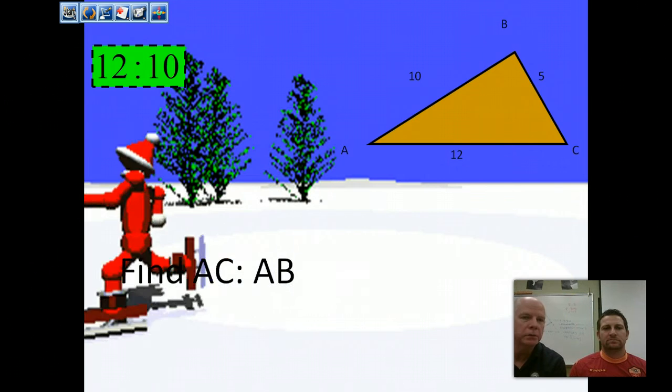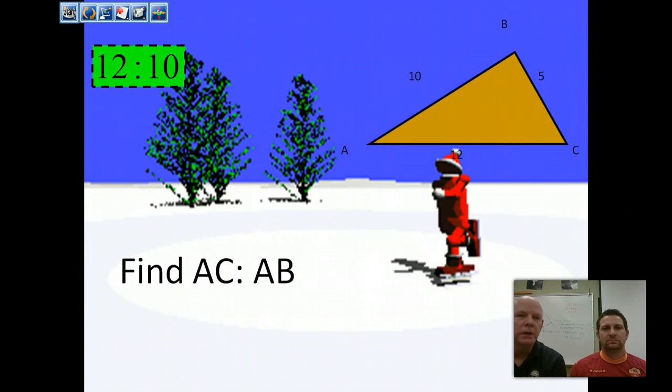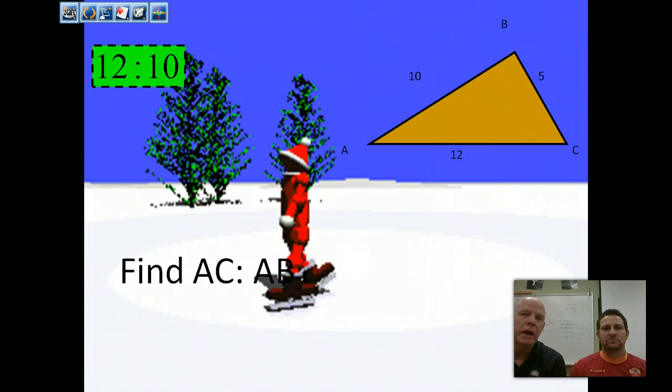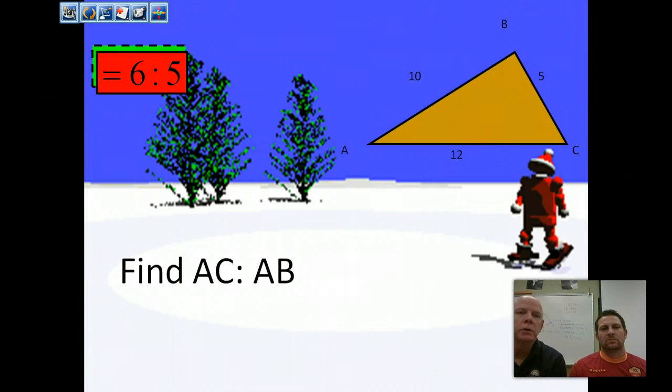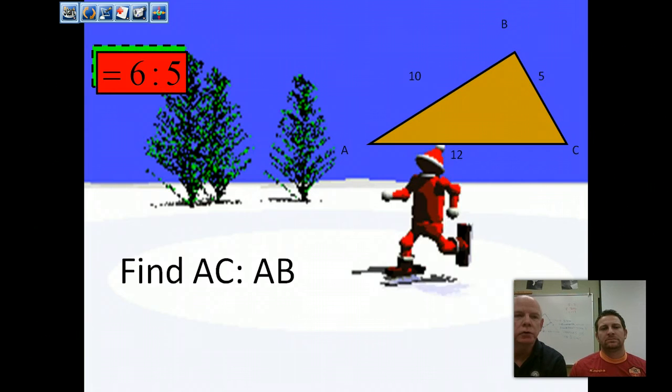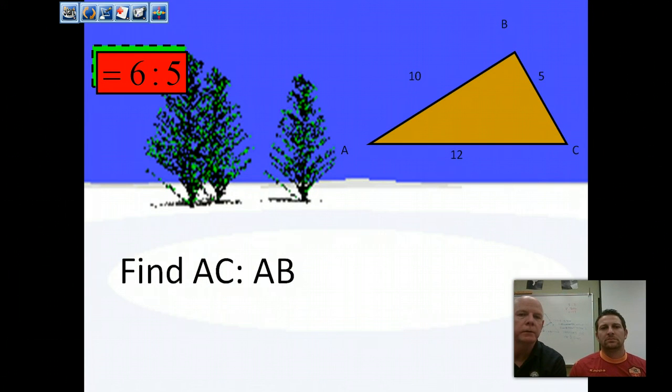But, as Mr. Badilla was just saying, even though we wrote that with the colon in between to show the ratio, it's actually a fraction. And because it's a fraction and because it's capable of being reduced, we have to reduce it. So it reduces to 6 to 5. 2 went into both the 12 and 10, 6 times and 5 times, so it reduces to 6 to 5.